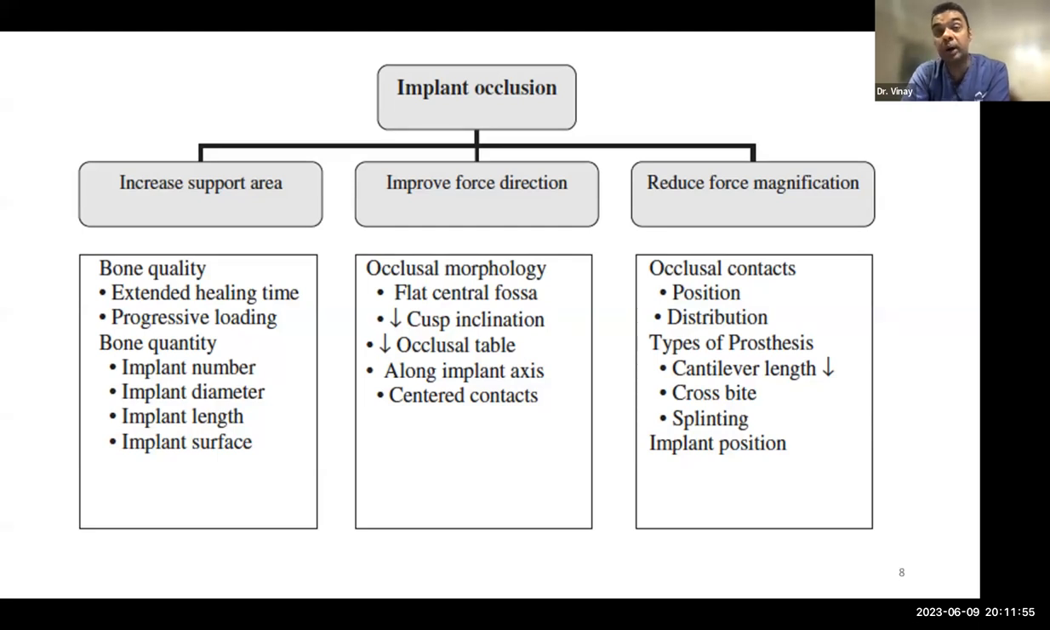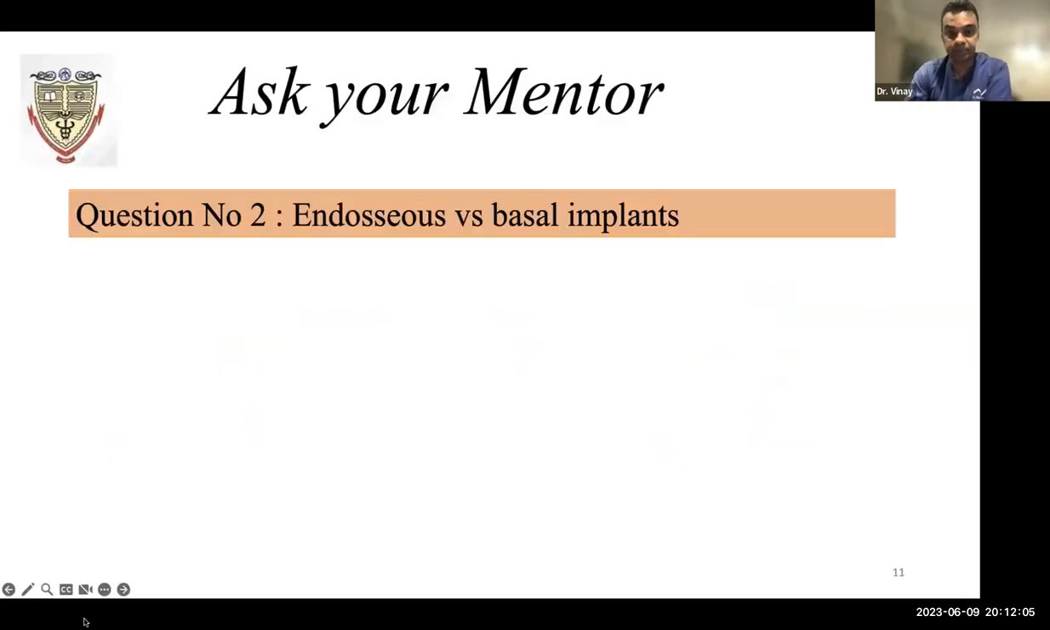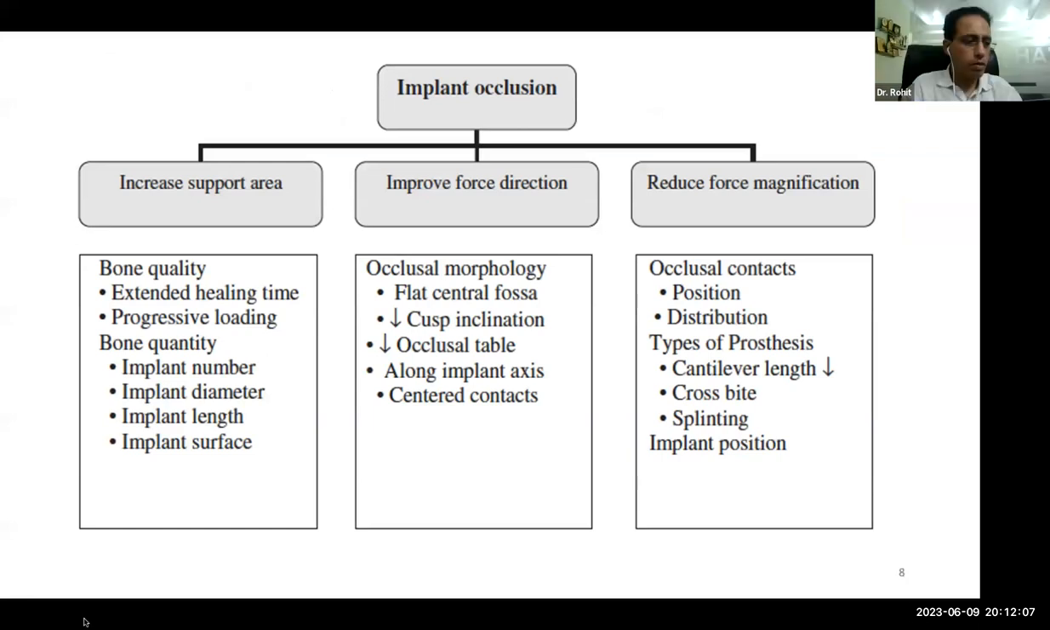If required to avoid a cantilever, a buccal cantilever or a lingual cantilever, we could give cross bite, splinting of implants, and of course, the positioning of implants. Right.